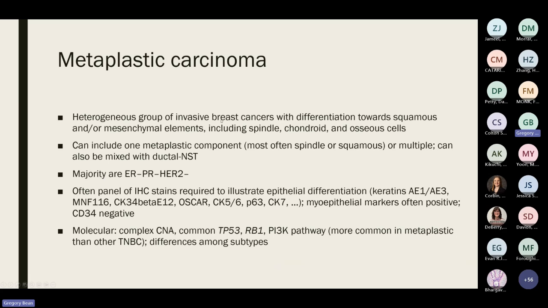They are a heterogeneous group of invasive breast carcinomas that can differentiate towards squamous and/or mesenchymal elements, including spindles and other types of differentiation. They can include one metaplastic component, which is most often spindle or squamous, or they can contain multiple. They can also be mixed with classic adenocarcinoma or ductal of no special type. The majority of cases are triple negative for ER/PR and HER2. Often you need a panel of IHC stains to illustrate epithelial differentiation. Here is a list of keratins.